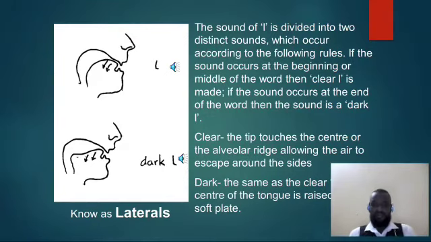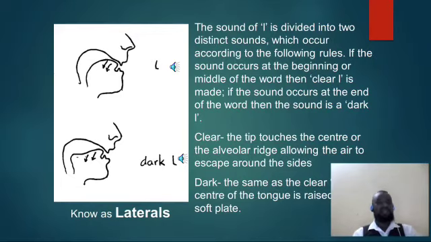So lateral. We say lateral. Clear la: the tip of the tongue touches the center of the alveolar ridge, allowing the air to escape around the sides. And this is what we call clear la. For example, in the first example in this diagram, lamp. Literally. Lemon. Any word which starts with la, we say this la is a clear la.